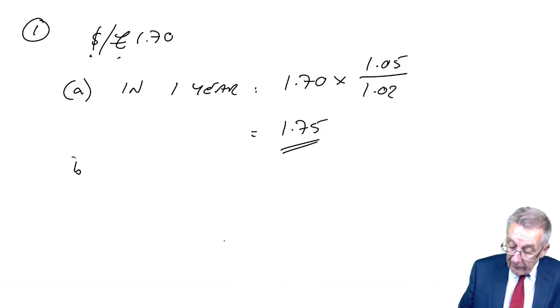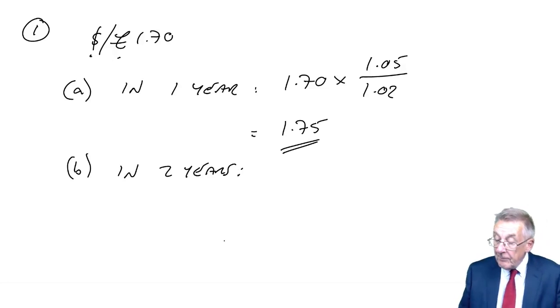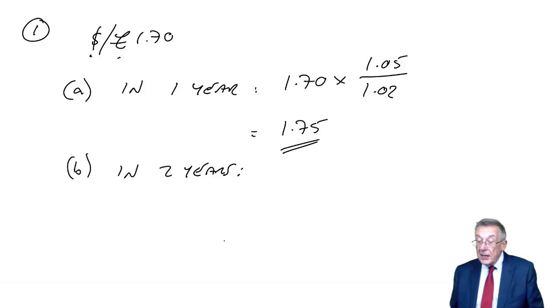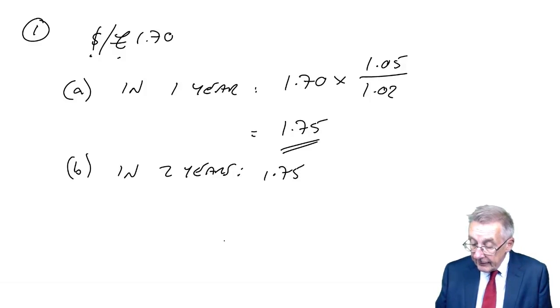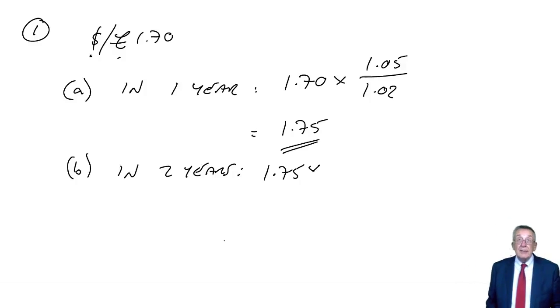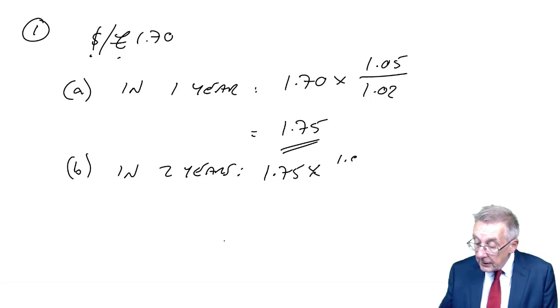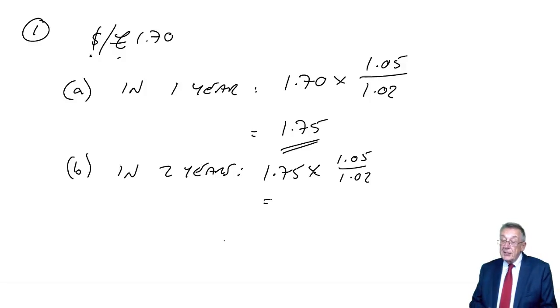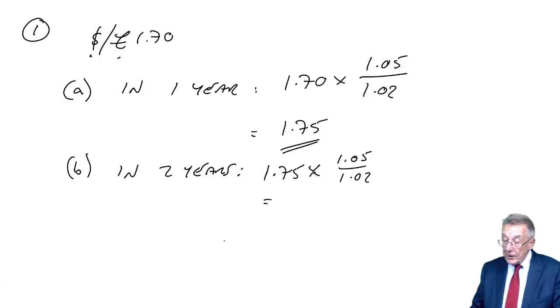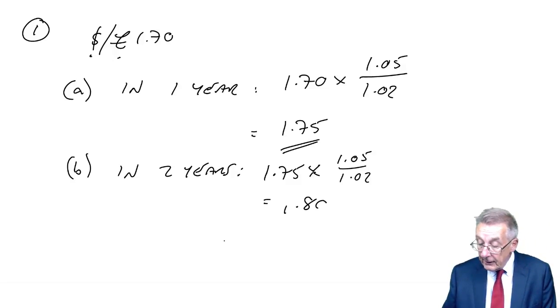Here, it wants the exchange rate in 2 years. Well, we do exactly the same thing. We say, all right, in 1 year it was 1.75. But if there's another year's inflation at 5 and another year at 2, then again 1.05 over 1.02. The exchange rate in 2 years' time you'd be forecasting at 1.80.